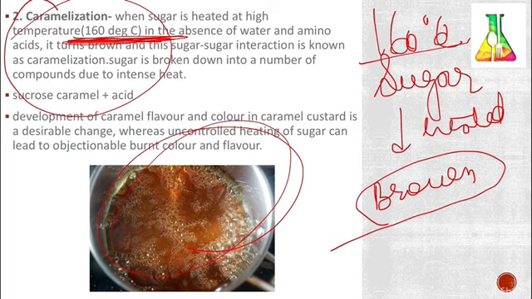Let us read what is written here. When sugar is heated at high temperature in the absence of water and amino acid, it turns brown, and this sugar interaction is known as caramelization. Okay, so when sugar is heated in the absence of water at higher temperature beyond its melting point, caramel is formed. And here it is written: sucrose plus heat plus acid gives caramel. Okay, so development of caramel flavor and color in caramel custard is a desirable change, whereas uncontrolled heating of sugar can lead to objectionable burnt color and flavors. Okay, so moving to the next.